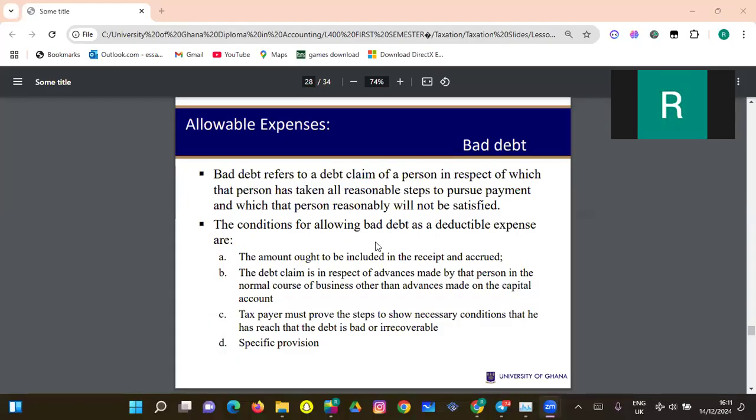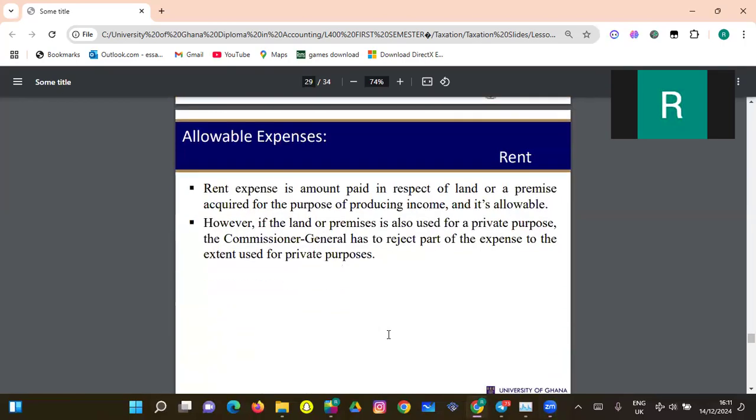Okay. So the debt should be in connection with the particular normal course of business that you are doing, and it shouldn't be in connection with a different business, right? The taxpayer must prove the steps to show the necessary conditions, that the debt is bad and irrecoverable. So you've tried your best in getting the money back, but you are not able to. And then there should be a specific provision for that particular bad debt, right?